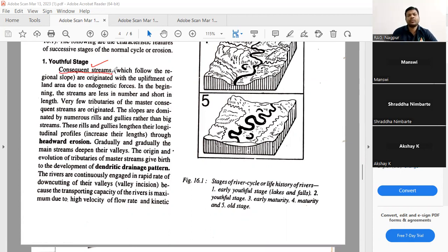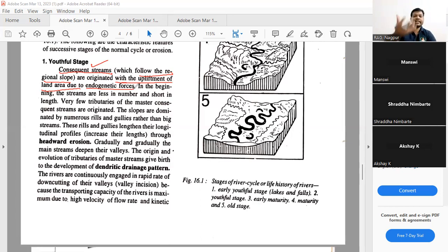Consequent streams. You might be aware of consequent, subsequent, and antecedent streams. These are the types of streams. Consequent streams are those which follow the regional slope. The entire regional slope will be followed by this stream. They originate with the upliftment of the land area due to endogenetic forces. Endogenetic forces will uplift the area.